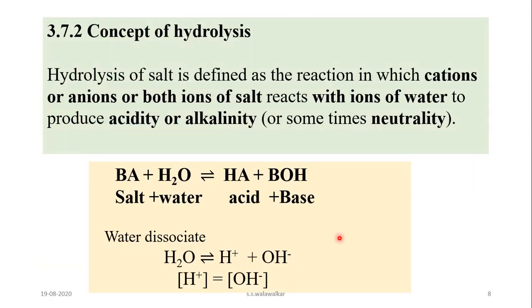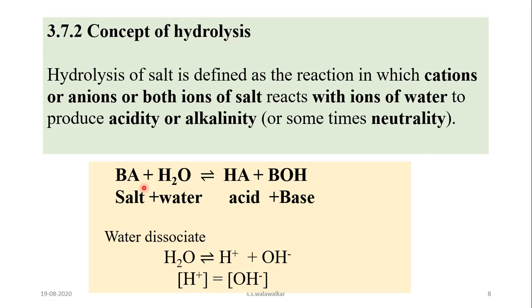So what does hydrolysis mean? Hydrolysis of a salt is defined as the reaction in which the cation or anion or both ions of the salt react with ions of water, that is hydroxyl ion or hydrogen ion of water, to produce acidity or alkalinity or sometimes neutrality in the solution. That process is known as hydrolysis.